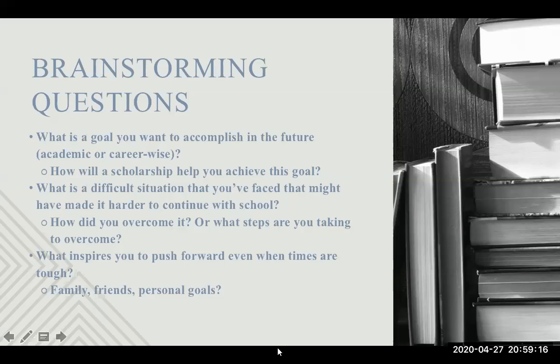So, some brainstorming questions. Now that we know this is what I should be including, this is what I should strive to have in my essay, I want to write a story. The biggest thing comes down to, well, what can I write about, and how do I come up with these ideas? So there are 3 main questions that I think can help you start any scholarship essay.